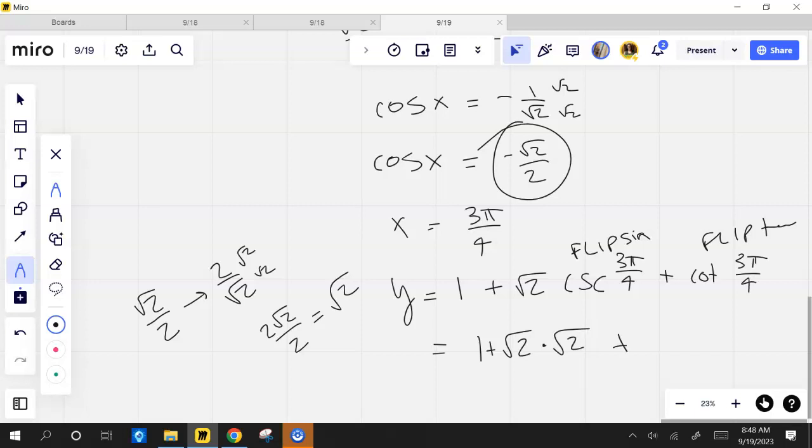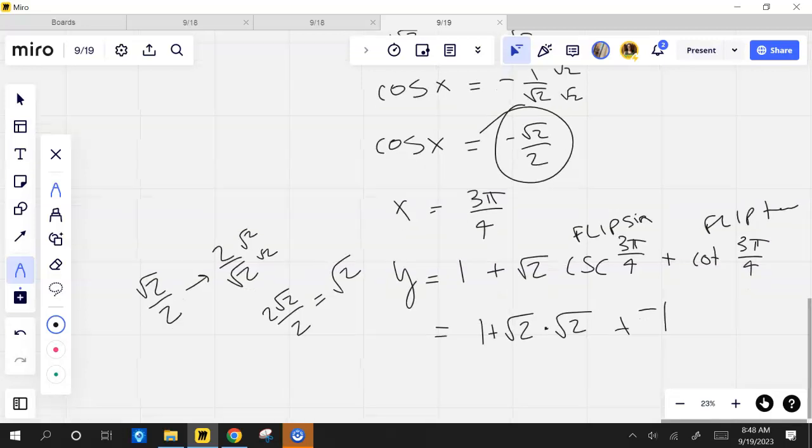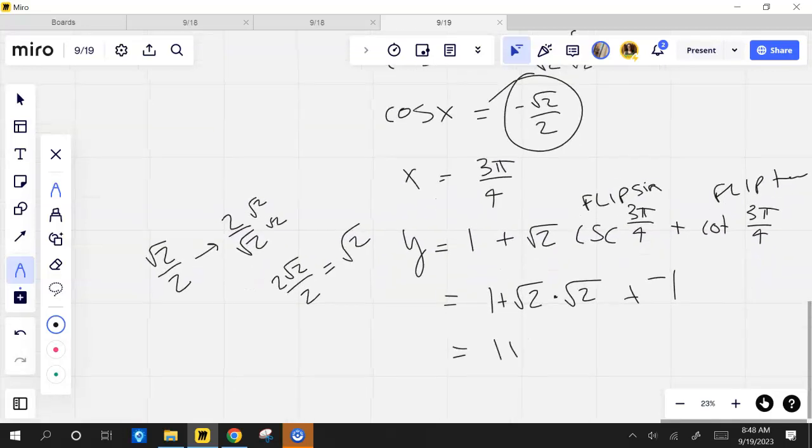Plus, what's the tangent at 3 pi over 4? Negative 1. Flip negative 1 over. Negative 1. I get 1 plus 2 minus 1, which is... now what did it ask me for? An equation. Not just a y value. Why is the y value so important here?